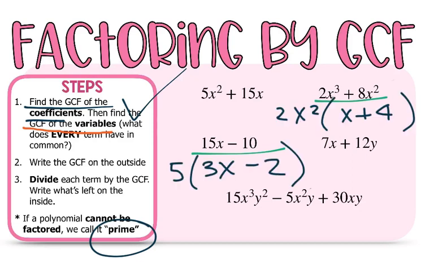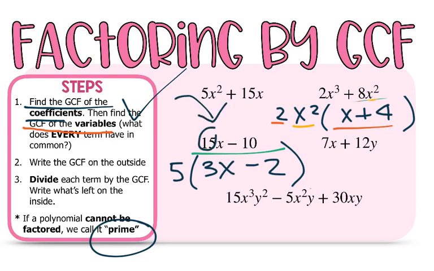Alright, so check your answers here. I'll kind of walk you through a few things. When I looked at the first one, I looked at the number 2 and 8 and noticed that I could divide both of them by 2. And then I looked at the letters. I had 3 x's here and 2 x's here, which means I can take out 2 of them. So I did that. And then I just divided both terms by 2x squared and wrote what I had left on the inside.